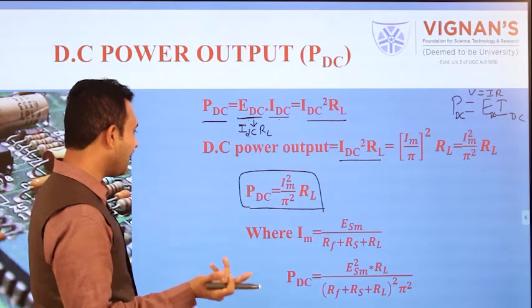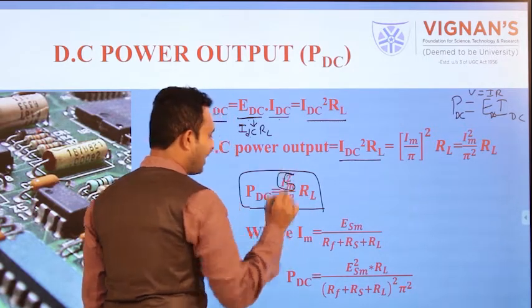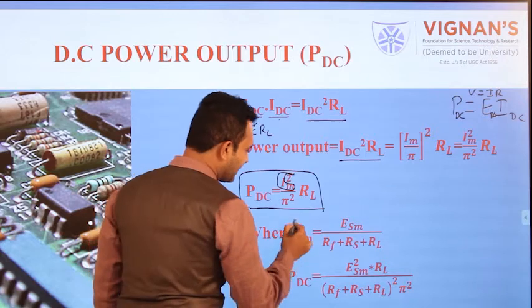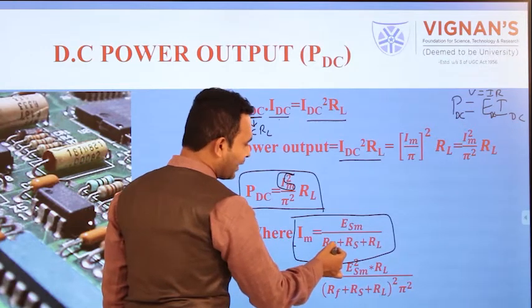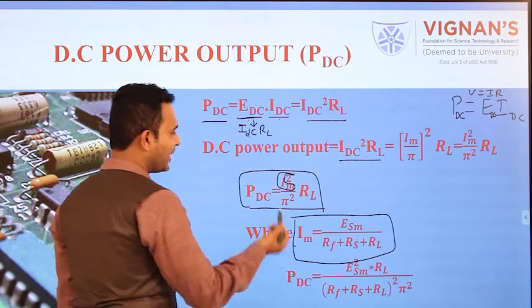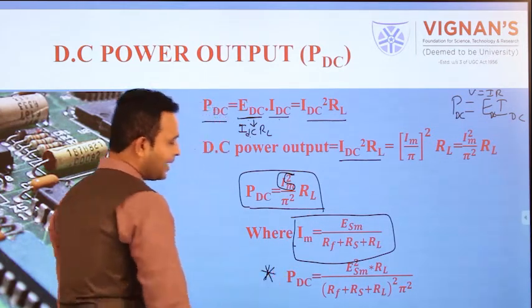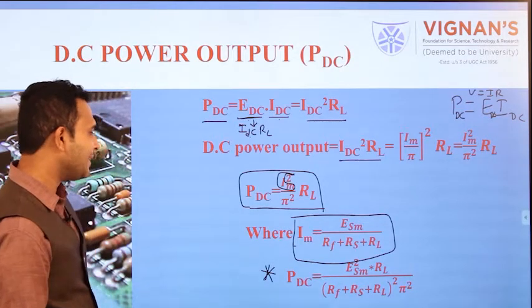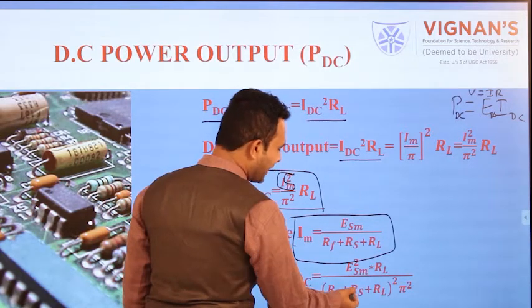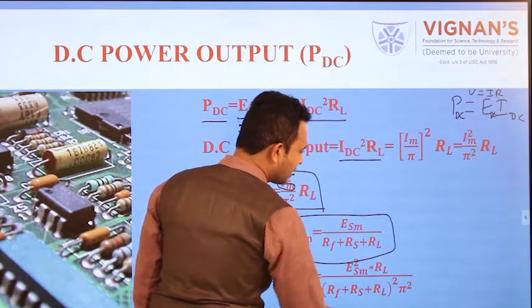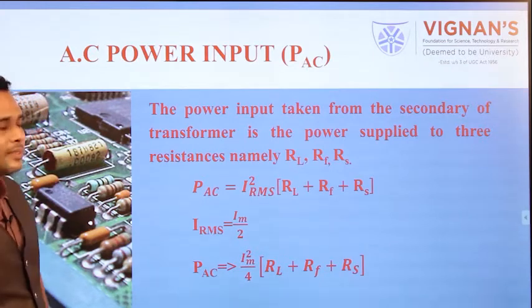Further, if we are substituting Im also, we know the Im value also. What is the Im value? This is the value of Im: Im is equal to ESM by RF plus RS plus RL. So we are substituting the same thing here, and finally we are getting the DC power. The DC power PDC is equal to ESM square into RL divided by (RF plus RS plus RL) whole square into pi square, right? So this is the DC power.